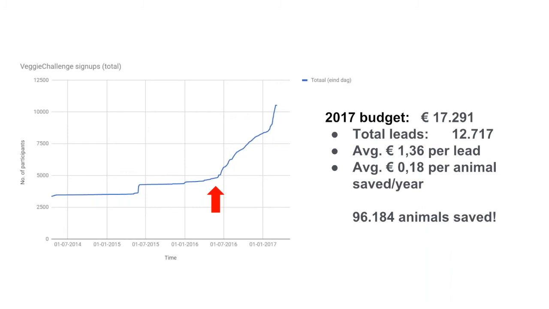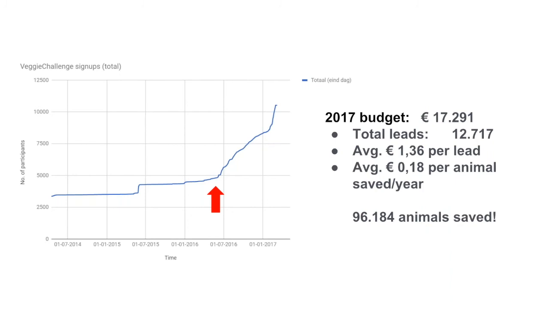And the nice thing about advertising on Facebook is that it also shows you how much money you are spending per person that is signing up, or if you're trying to sell products over Facebook, it will do the same thing. So it will show you the costs per lead, meaning the costs per person that you attracted to your particular service or to buy your product. So in 2017, on average, it cost us about €1.36 to get one person to sign up for the Veggie Challenge.